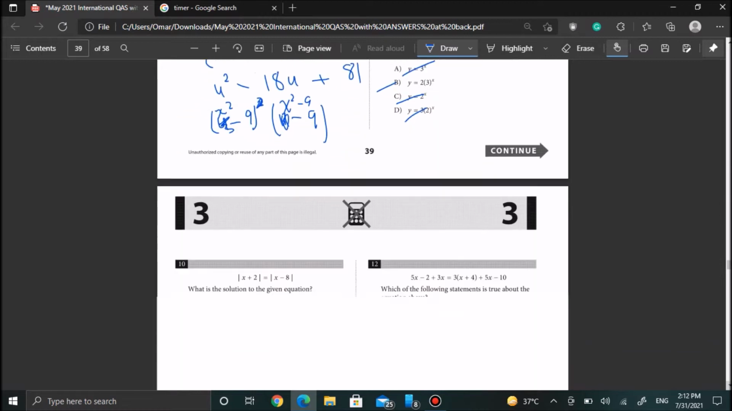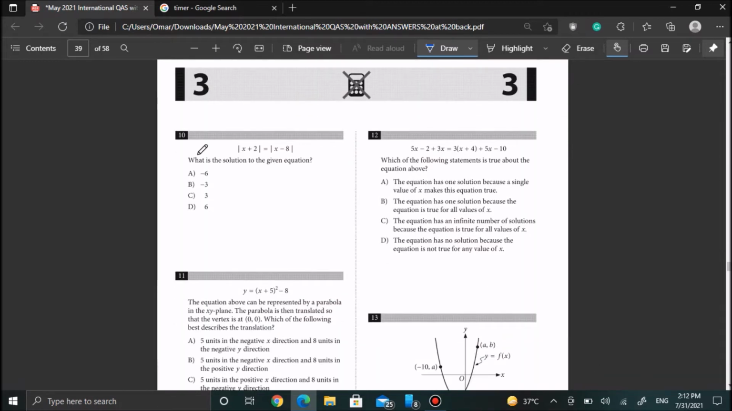Okay. What is the solution to the given equation? Well, okay, let's try to do this one. I'll just plug in. Negative 6 plus 2, this is negative 4, so the absolute value of negative 4 is just 4, and then that's equal to negative 6 minus 8, which is negative 14, definitely not. Negative 3 plus 2, that's negative 1, which becomes 1 in the absolute value. Is that equal to negative 3 minus 8?